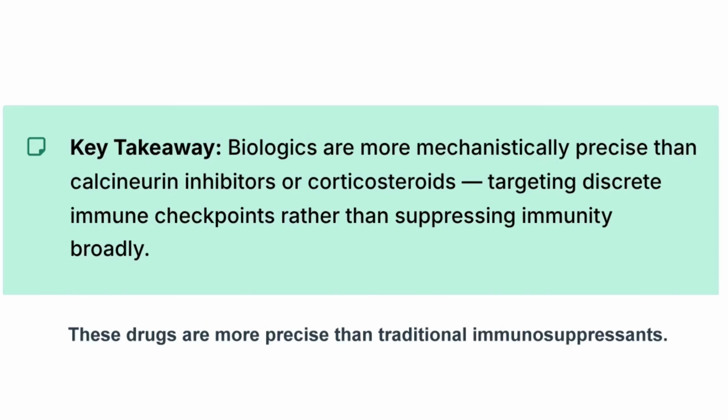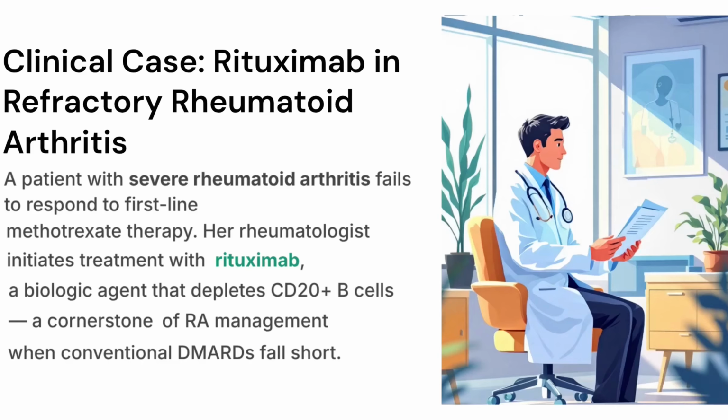Key takeaway: biologics are more mechanistically precise than calcineurin inhibitors or corticosteroids, targeting discrete immune checkpoints rather than suppressing immunity broadly. These drugs are more precise than traditional immunosuppressants. Clinical case: rituximab in refractory rheumatoid arthritis. A patient with severe rheumatoid arthritis fails to respond to first-line methotrexate therapy. Her rheumatologist initiates treatment with rituximab, a biologic agent that depletes CD20-positive B cells, a cornerstone of RA management when conventional DMARDs fall short.